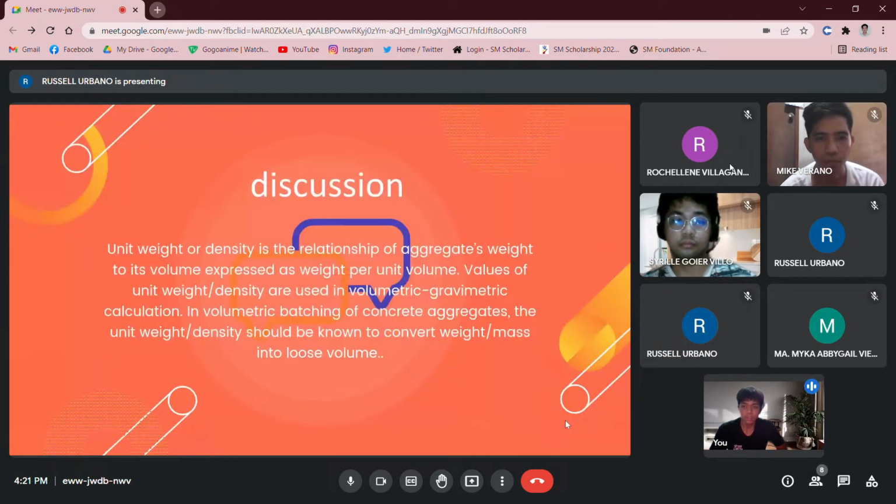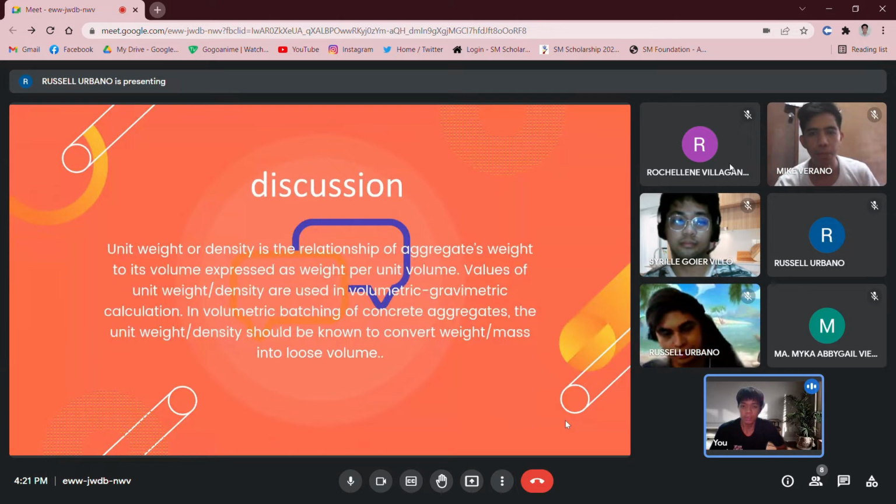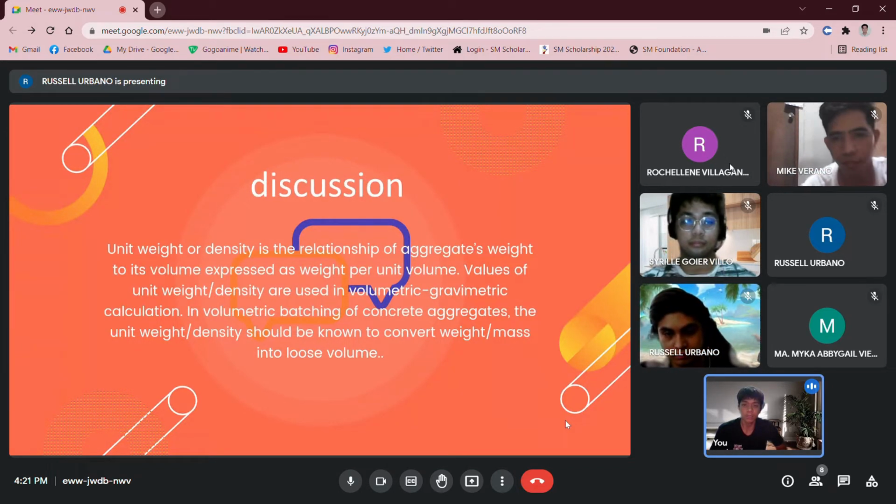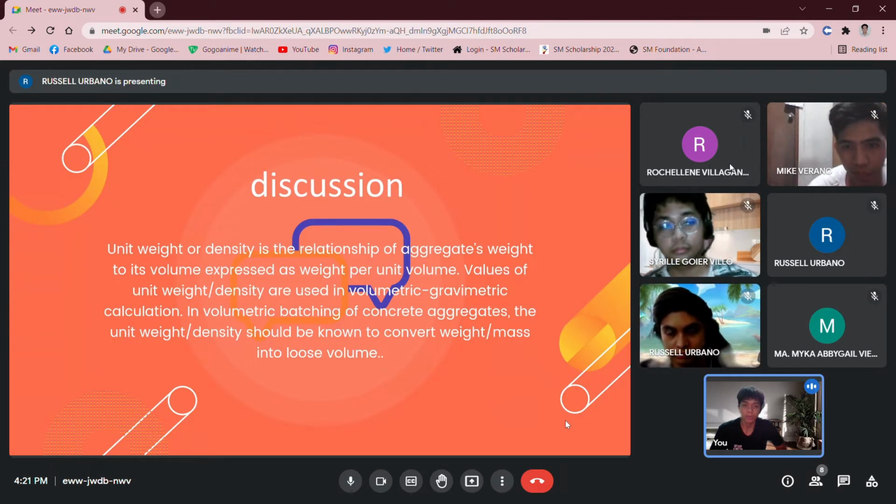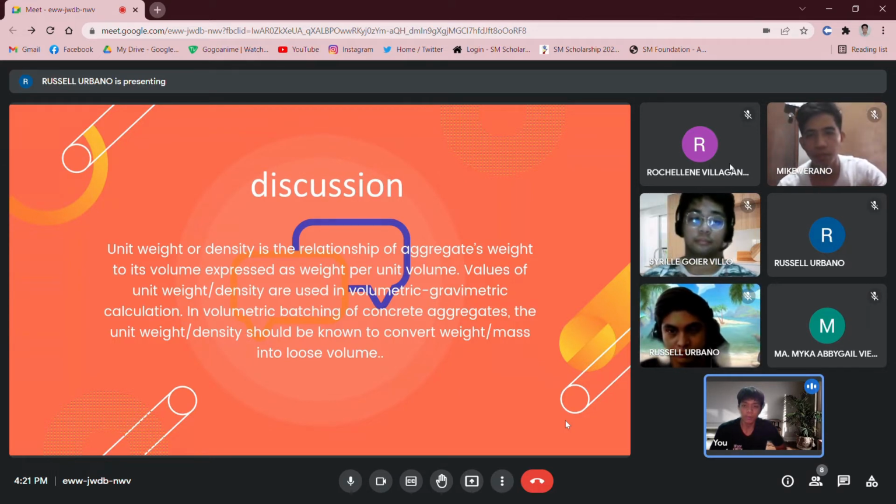For the discussion, unit weight or density is the relationship of an aggregate's weight to its volume, expressed as weight per unit volume. Values of unit weight or density are used in volumetric to gravimetric calculation. In volumetric batching of concrete aggregates, the unit weight or density should be known to convert weight or mass into loose volume.